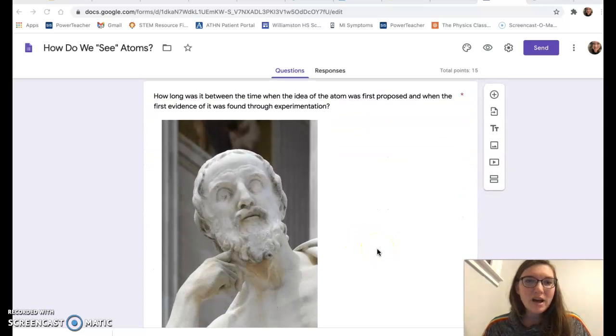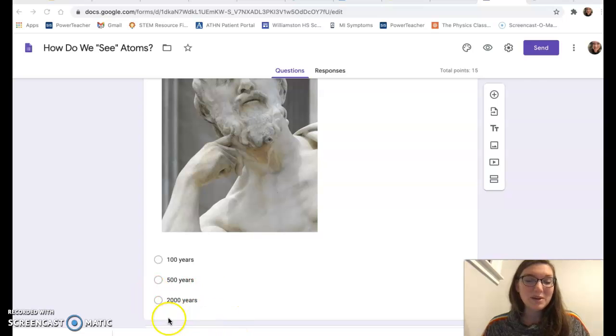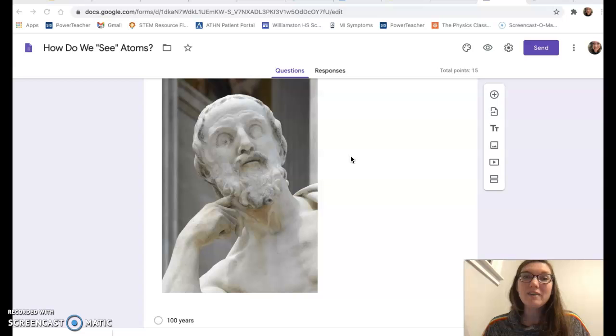Next question is, how long was it between the time when the idea of the atom was first proposed and when the first evidence of it was found through experimentation? And the answer, it was about 2,000 years. The first people started thinking about atoms in about 500 BC, and the first experiment showed evidence of them in about 1650.